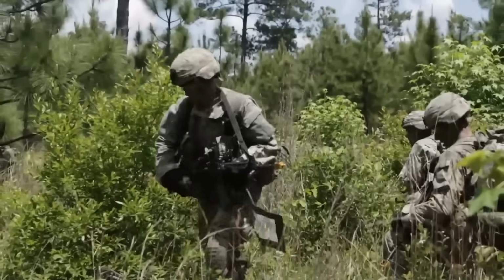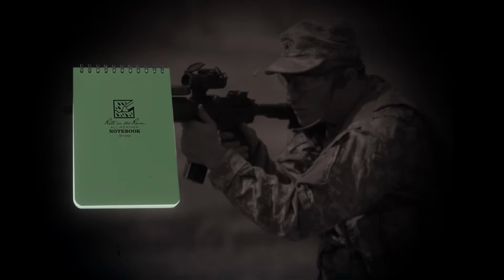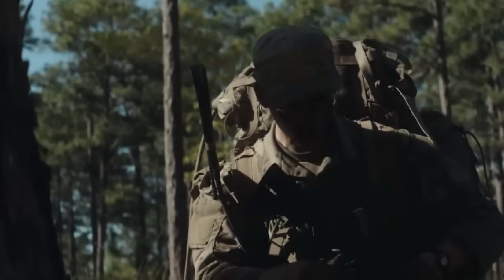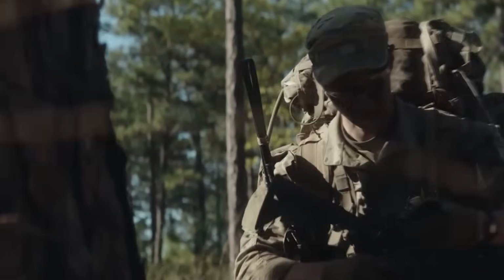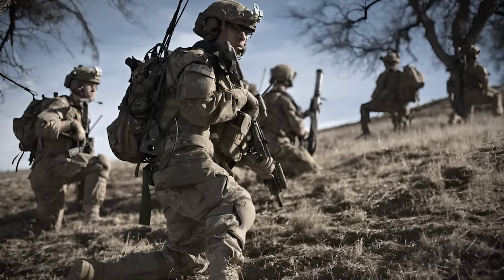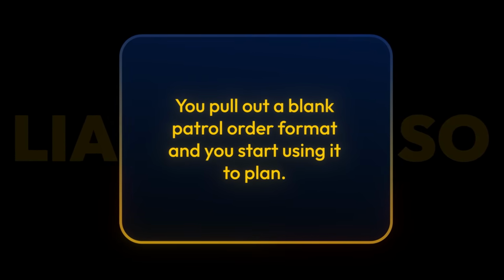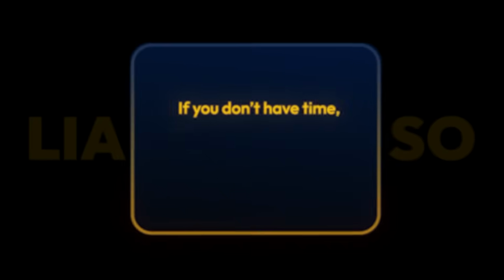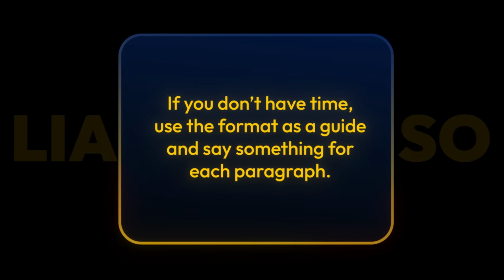If the Ranger instructors or RIs take your 5x7 cards, then write them in your little green notebook or on the inside of an MRE box, and then keep several of these blank patrol order formats in your rucksack. When you're chosen to be a patrol leader, you pull out a blank patrol order format and you start using it to plan. If you have time, write something for each paragraph. If you don't have time, then use the format as a guide and say something for each paragraph.